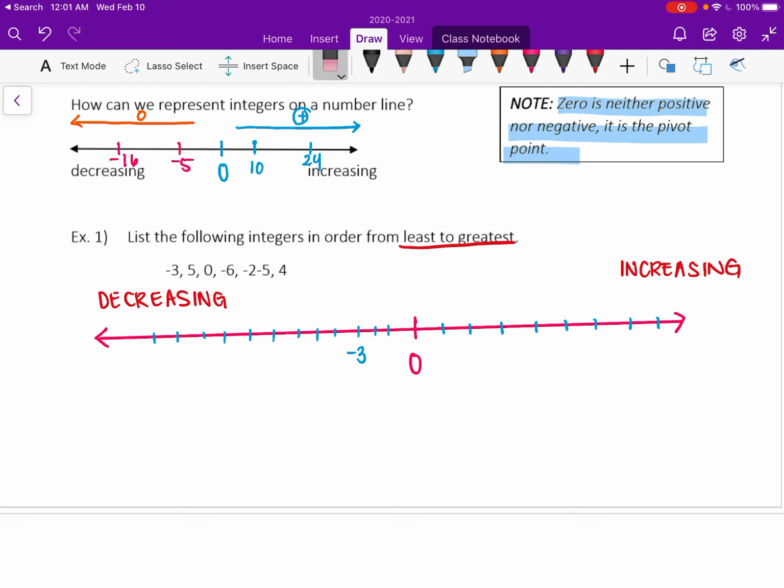Let's try putting in +5. +5 means greater than 0 by 5. So let's go in 1, 2, 3, 4, 5, and that's going to go there. 0 is just 0, so we're going to leave it there. We know -6 is 6 less than 0, so I'm just going to count 1, 2, 3, 4, 5, 6. So I'm going to put it here, and it's 3 less than -3. -2 is 1 more than -3. -5 is 1 more than -6. And then I know that 4 is 1 less than 5.